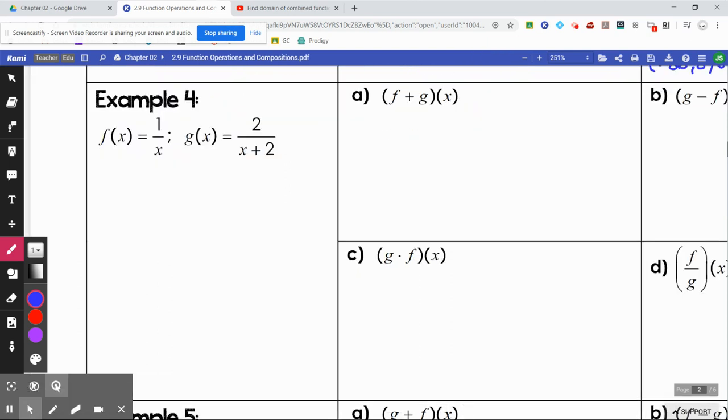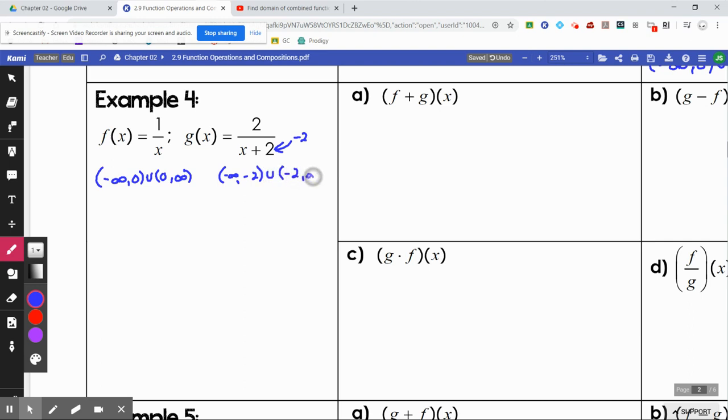Okay, let's find the domain of each of these. So we're going to see what our combined domain would be. Our first one, I cannot divide by 0. I do see a restriction there. So I can have anything from negative infinity to 0 or anything from 0 to infinity, but x cannot be 0. The second one, I see what the issue here is. If I were to plug in a negative 2 here, I'd be dividing by 0. So for my second function, x could be anything from negative infinity up to negative 2, or it can be anything from negative 2 up to positive infinity.